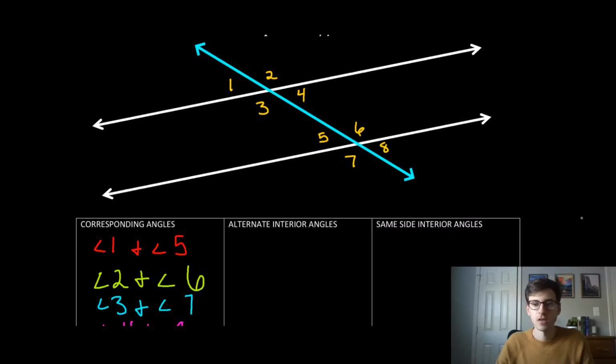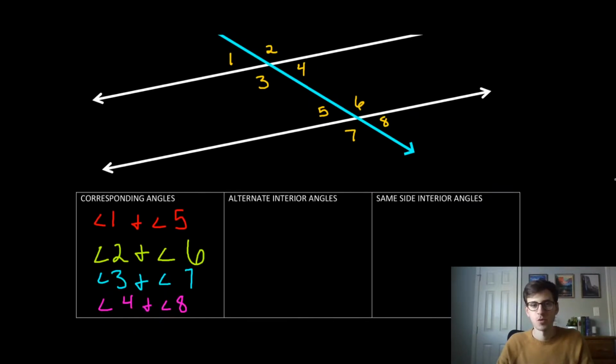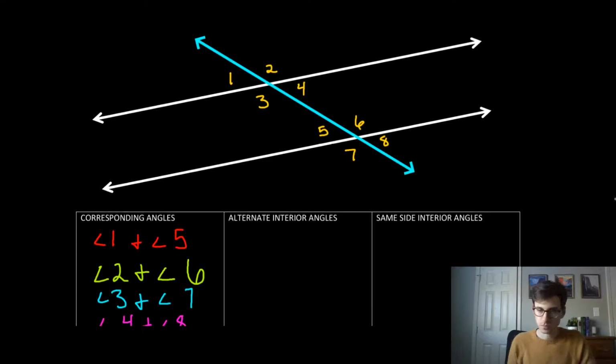Now, what about alternate interior angles? Well, here we go. Doing what we can here. What about alternate interior angles? Well, remember, the interior angles here would be 3, 4, 5, and 6, these ones on the inside. And alternate interior angles are the opposites of each other. So, for example, angle 3 and angle 6 would be alternate interior angles. So would angle 4 and angle 5. Those would also be alternate interior angles.